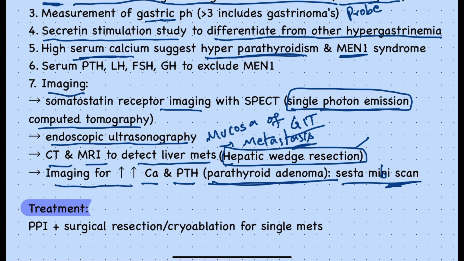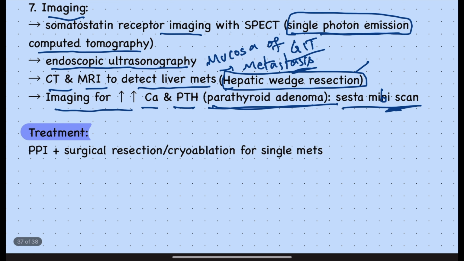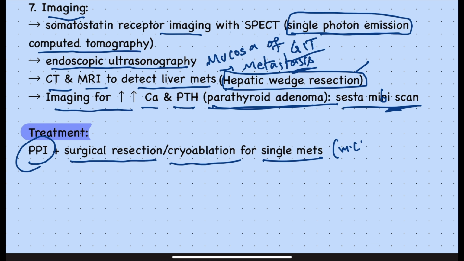Next, at last we will go to the treatment. Treatment includes proton pump inhibitors, which we have also seen, omeprazole and lansoprazole. And next, surgical resection or cryoablation for single mets. Most commonly involved is the liver.